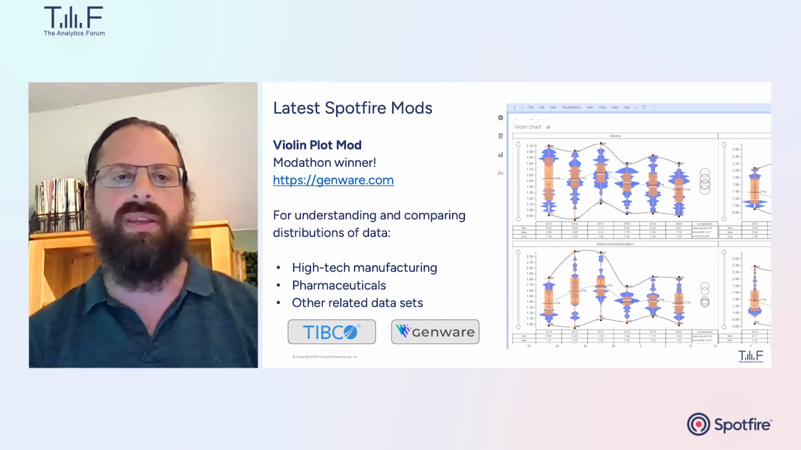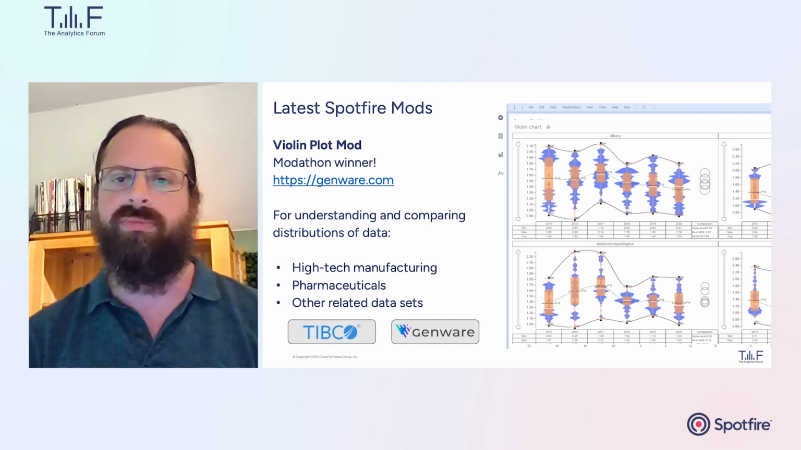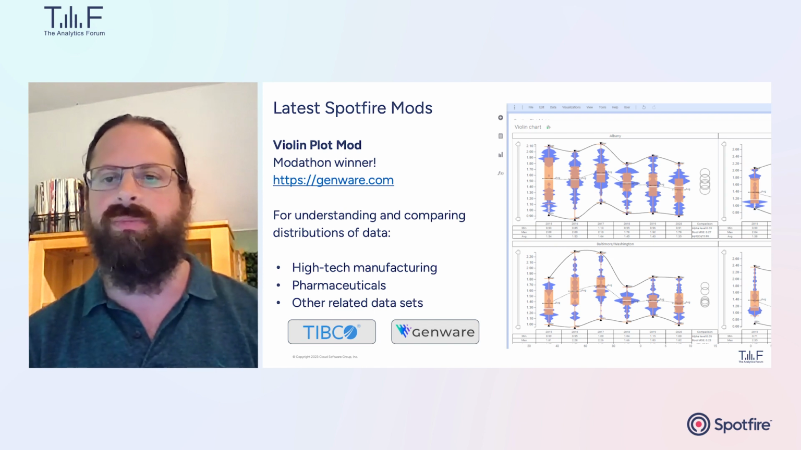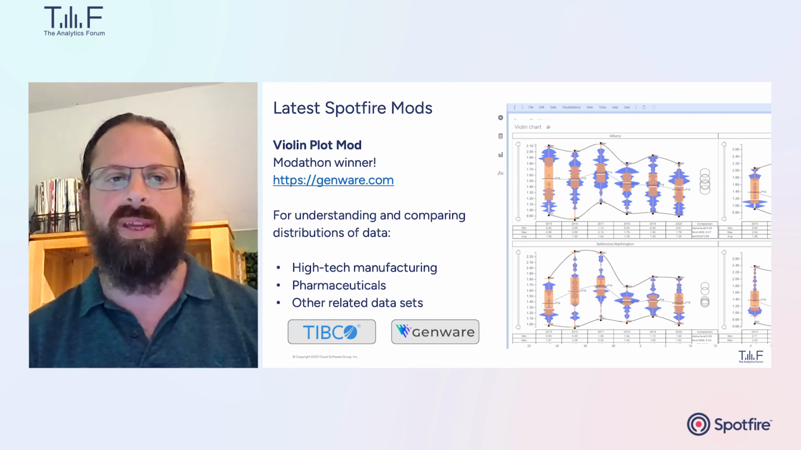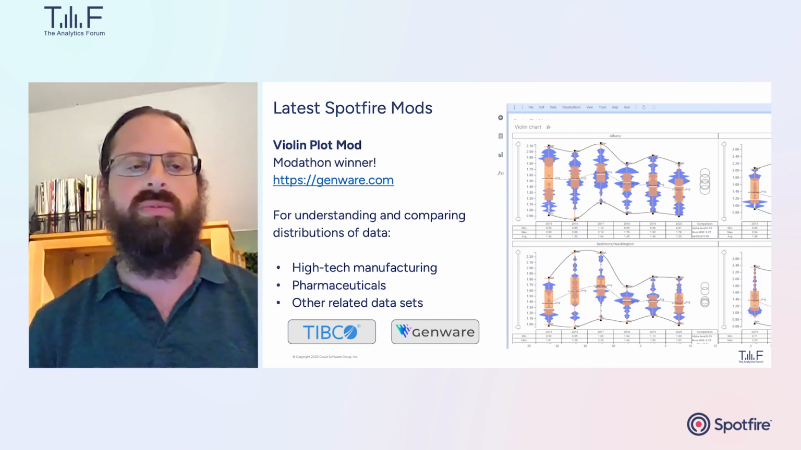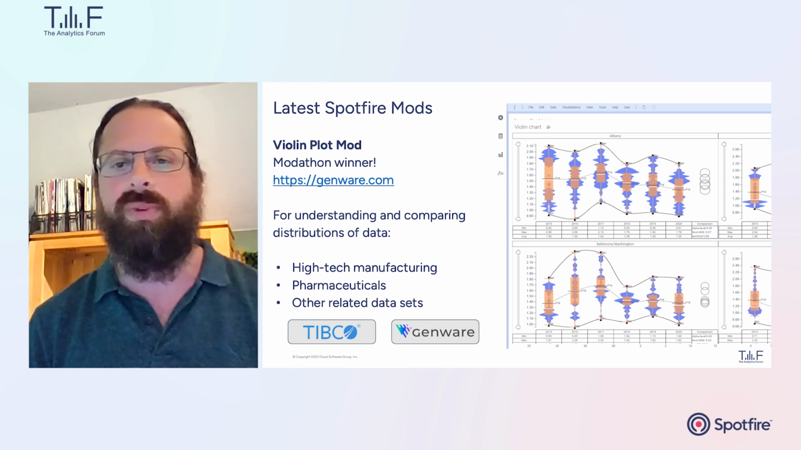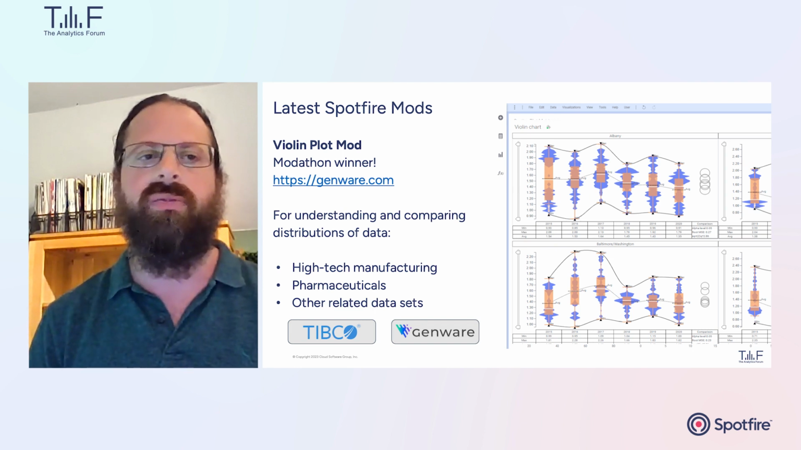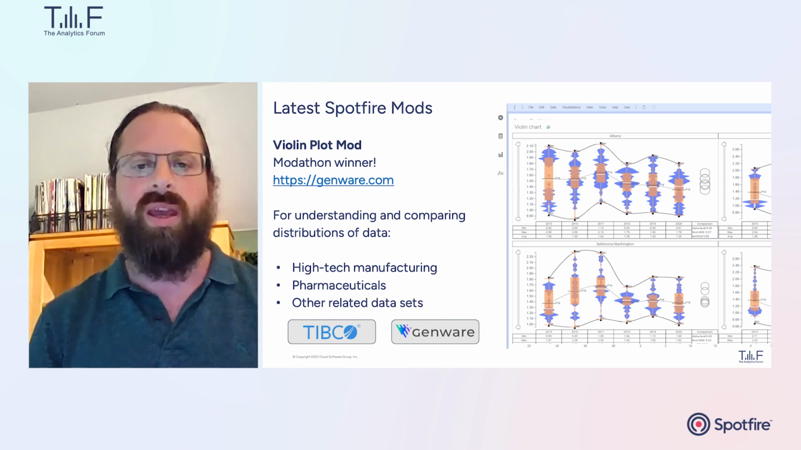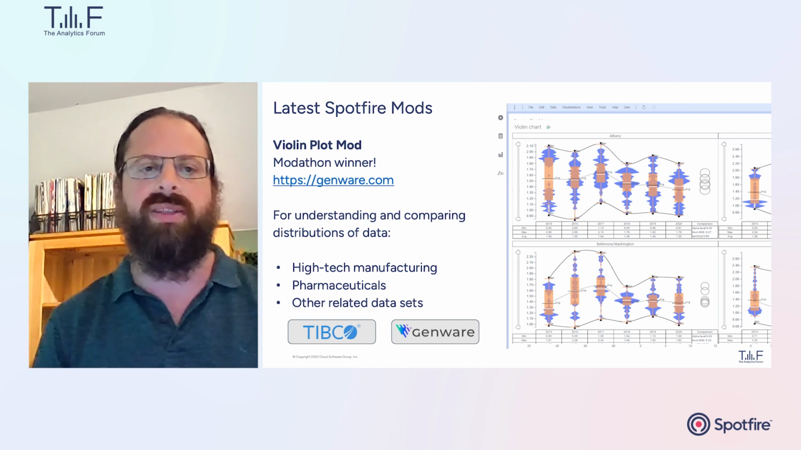So we'd now like to talk about some of the latest Spotfire mods that we've been working on. This particular example is the Violin Plot mod. It's kind of like a box plot which also shows distributions and many other useful data and information. And it was the Modathon winner. So a little while ago, we ran a hackathon, a Modathon type of thing. And the winner was Genware with this highly innovative Violin Plot mod. And its main use is for understanding and comparing distributions of data.